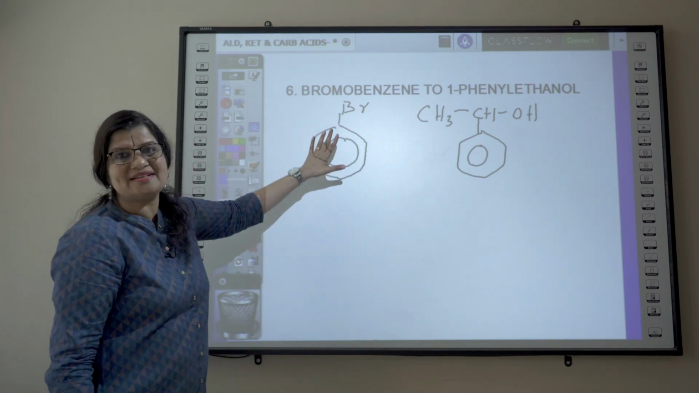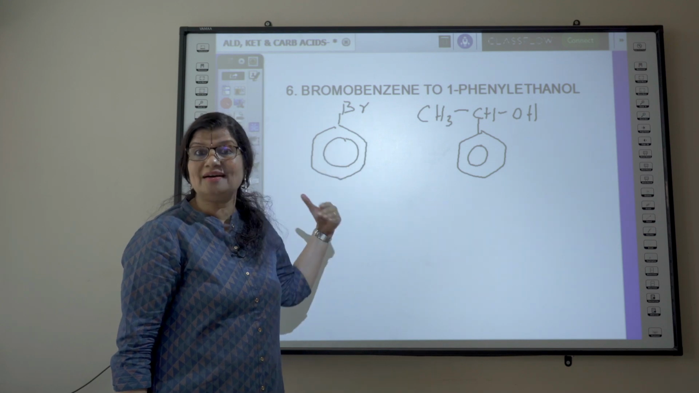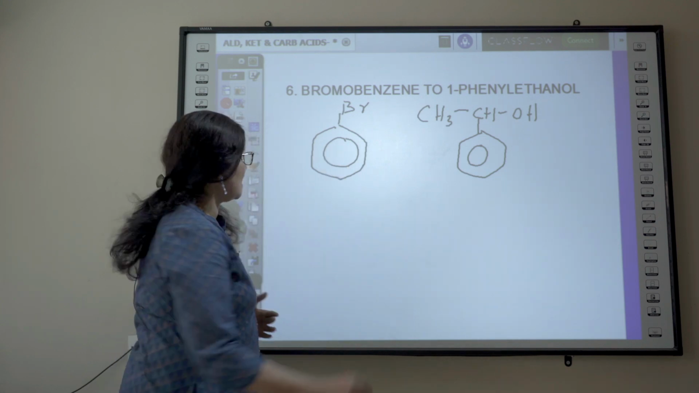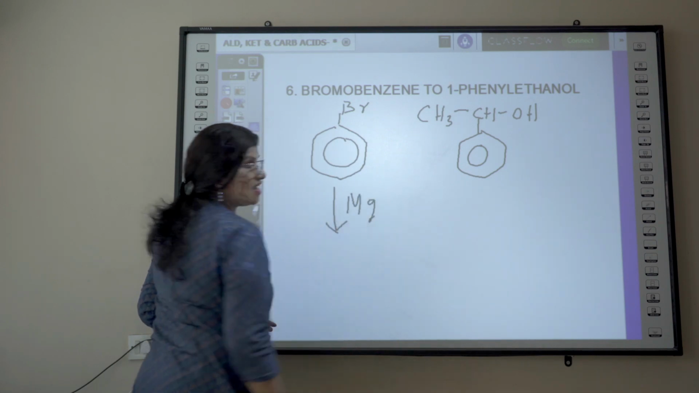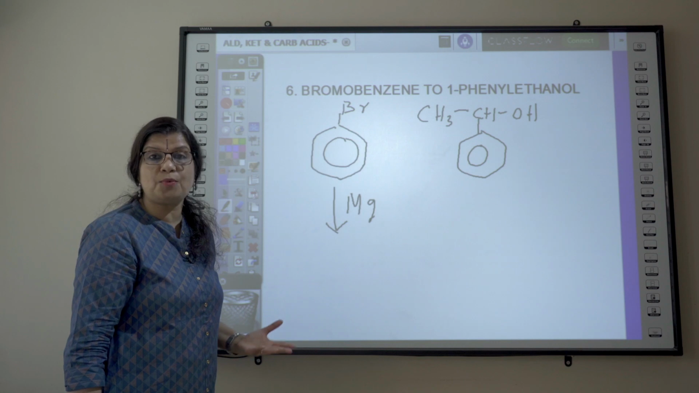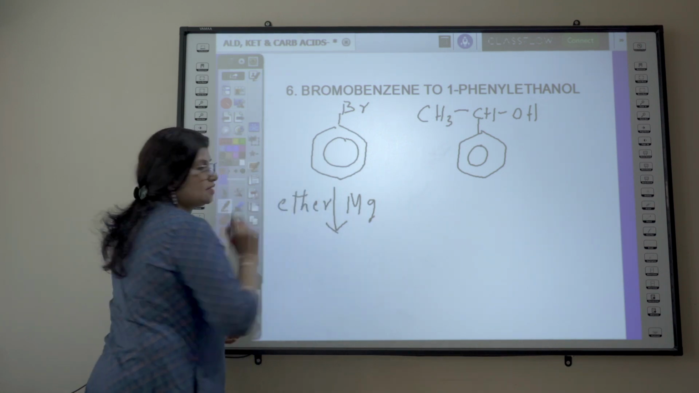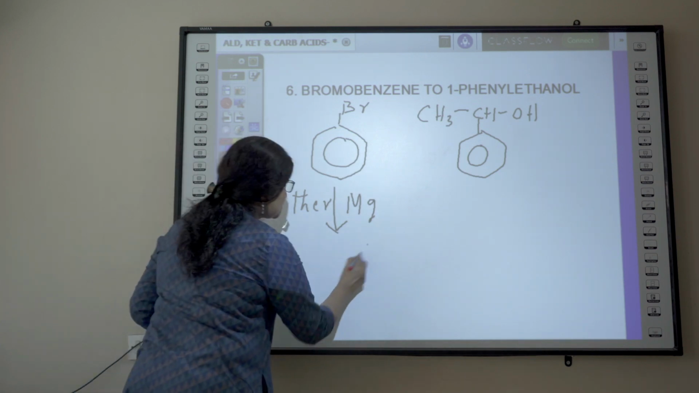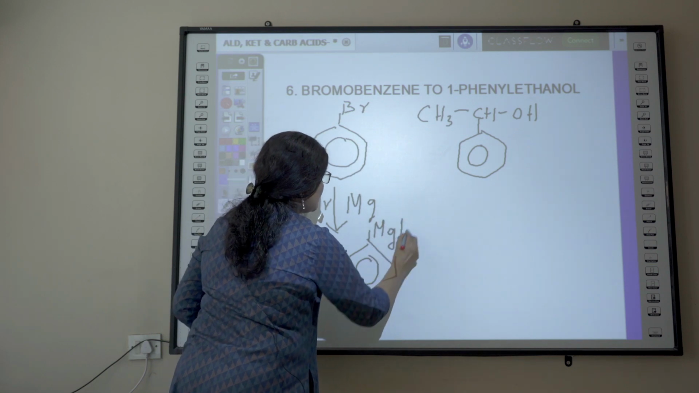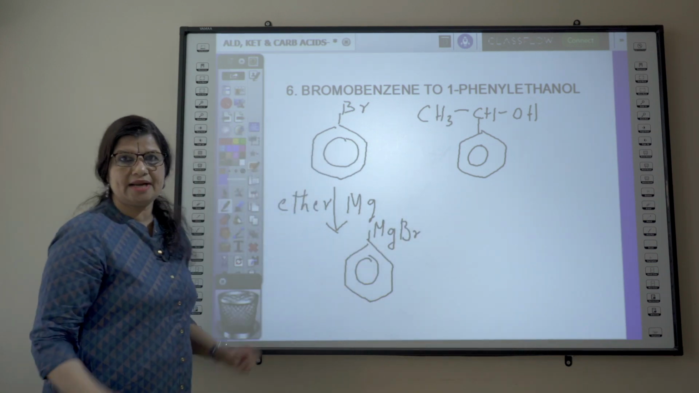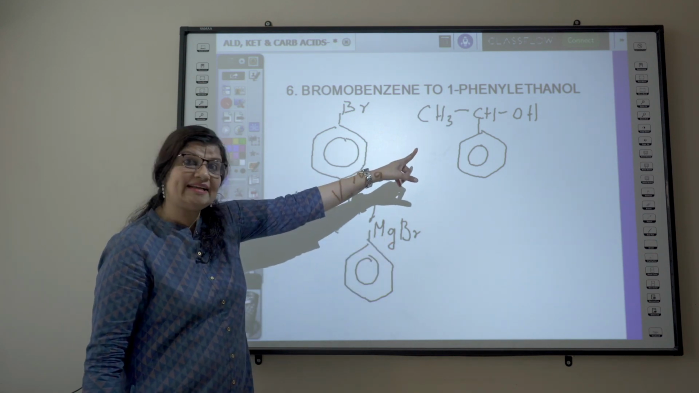So, you have bromobenzene. You can prepare a secondary alcohol via a Grignard reagent. So, the first task is to convert bromobenzene to phenyl magnesium bromide, the corresponding Grignard reagent, in the presence of magnesium in the presence of ether. So, first you get MgBr, phenyl magnesium bromide. Now, let's see what the Grignard reagent should react with to give you a secondary alcohol.